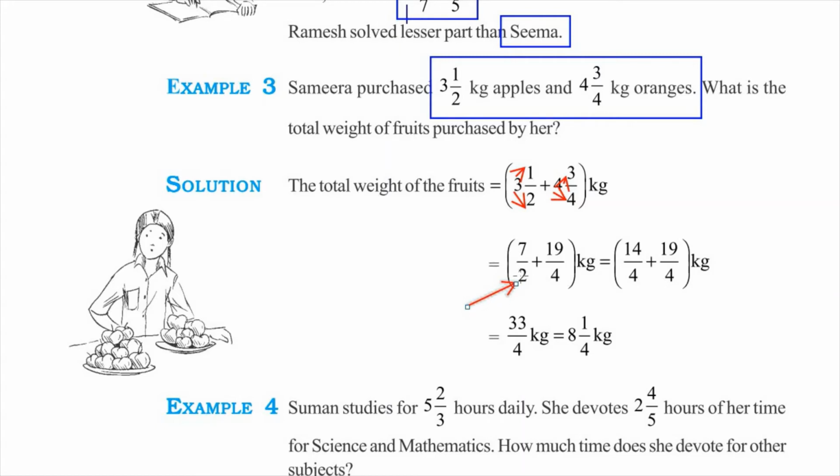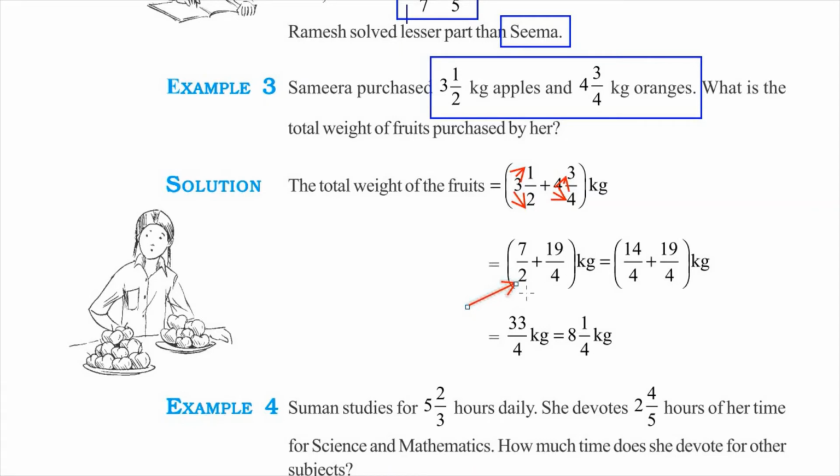Whenever you have two different denominators, you need to convert them into the same denominator so that you can have like fractions. Addition of like fractions is very simple. You have to add the numerators and keep the denominator as it is.